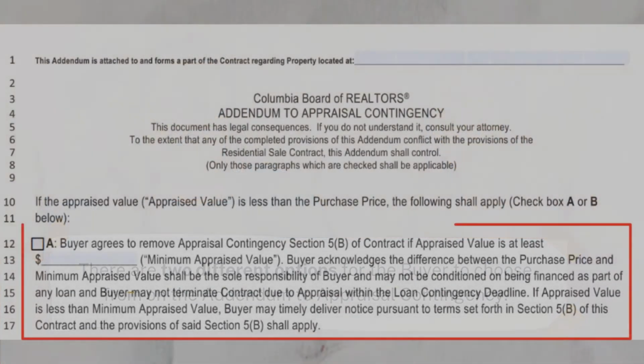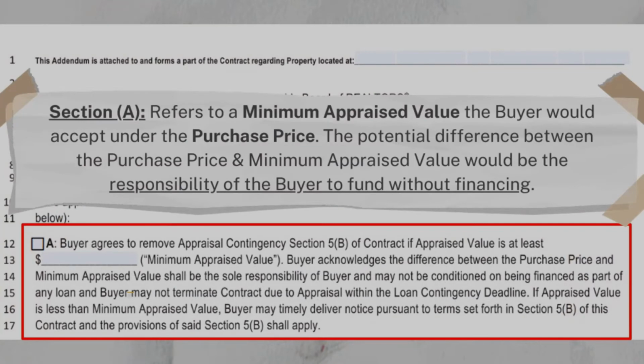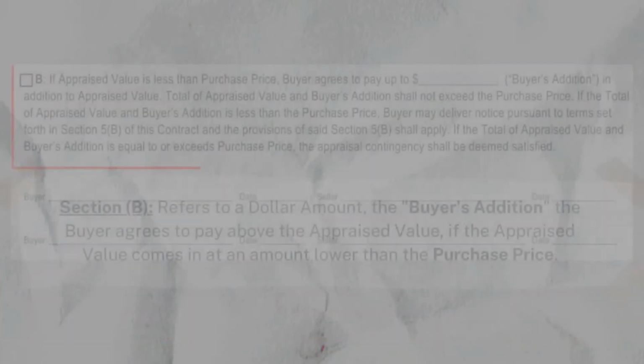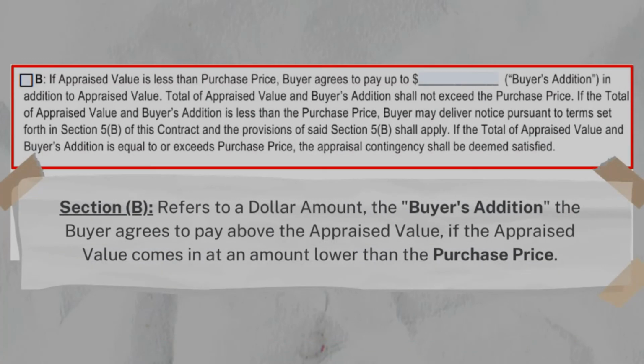Section A refers to an actual appraised value you will accept under the sales price. And B refers to a dollar amount you will pay over the appraised value if it appraises under the purchase price. So we can look at some examples.